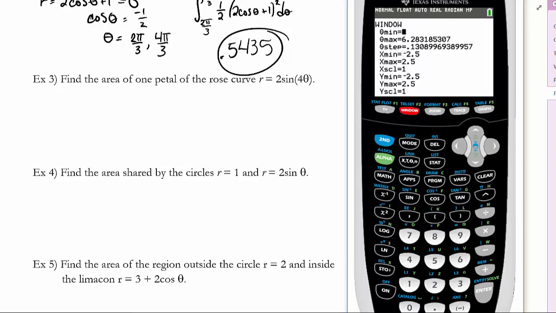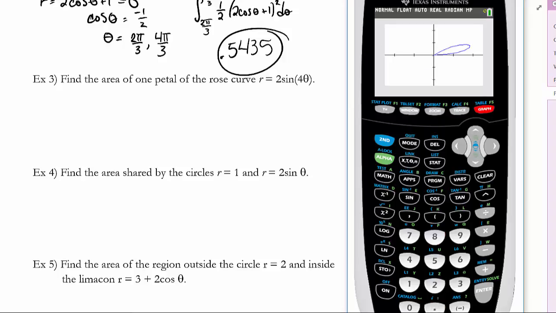I'm going to change my window a little bit and just change this theta step to like 0.08. If you ever notice that it's not smooth looking, feel free to do that. I'll clean it up a little bit. It's beautiful. I have 8 petals.